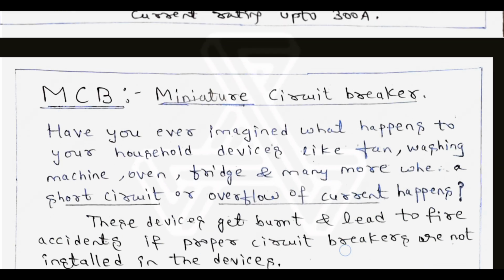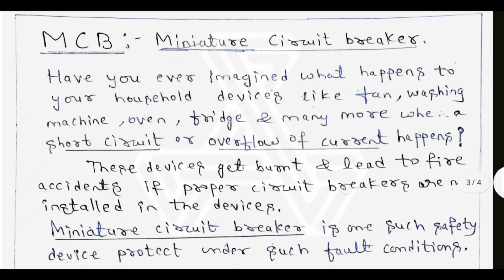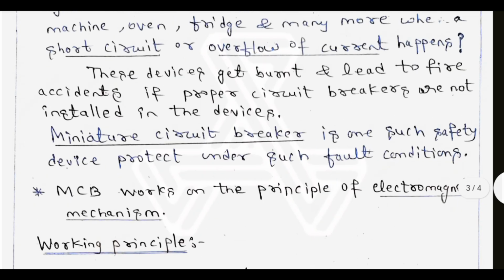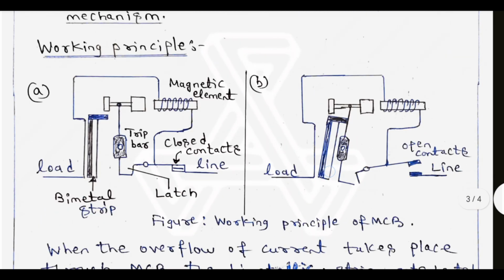Have you ever imagined what happens to your household devices like fan, washing machine, oven, fridge, and many more when a short circuit or overflow of current happens? These devices get burnt and lead to fire accidents if proper circuit breakers are not installed. Miniature circuit breaker is one such safety device that protects under such fault conditions. MCB works on the principle of electromagnetic mechanism.